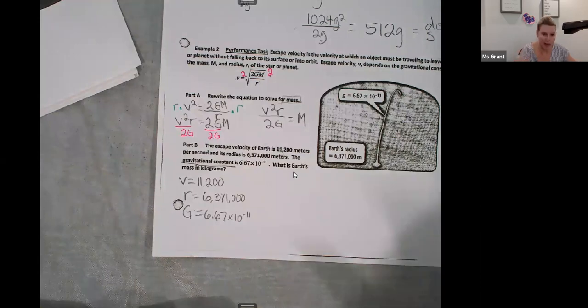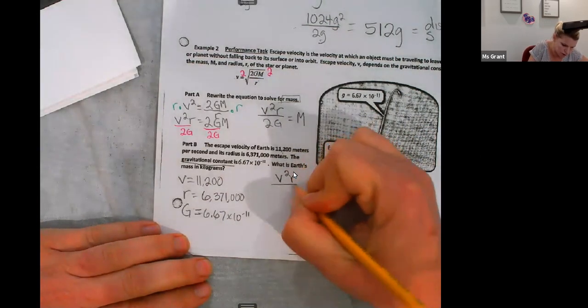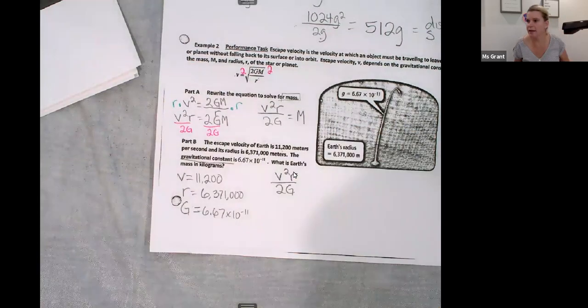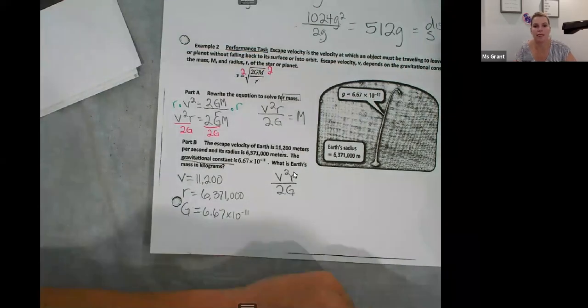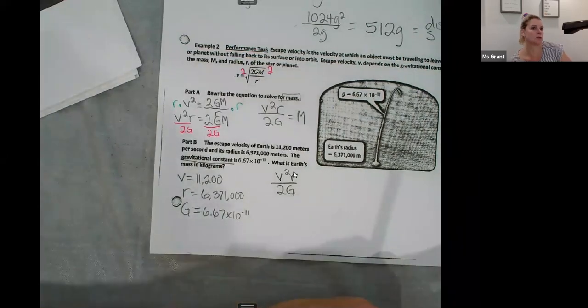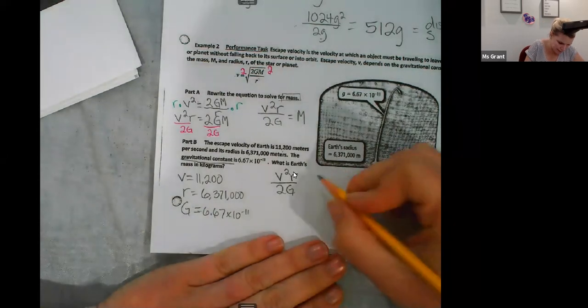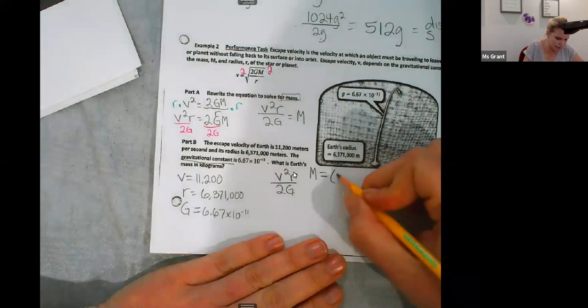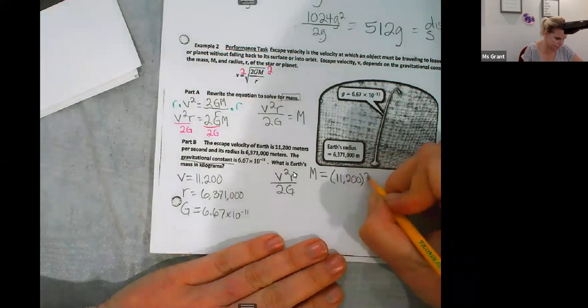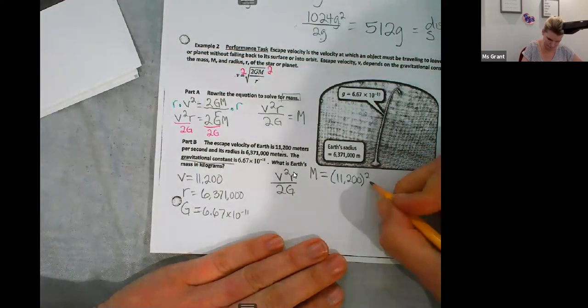Okay, I'm going to use my formula, V squared R over 2G, and plug everything in to figure out the mass of Earth. How heavy is Earth? Earth's mass. Here we go. Mass equals velocity squared, 11,200 squared, times my radius, 6,371,000.